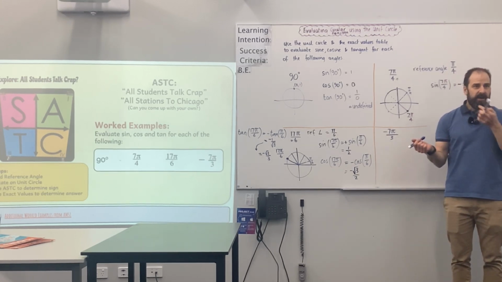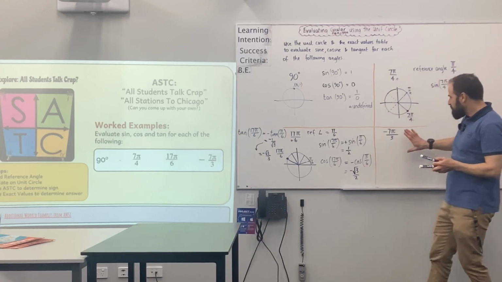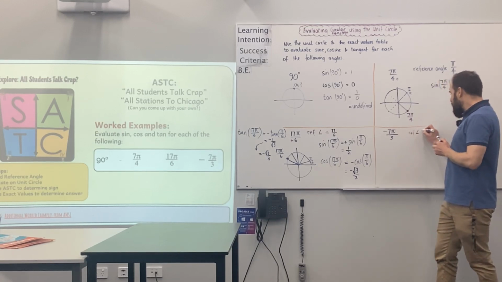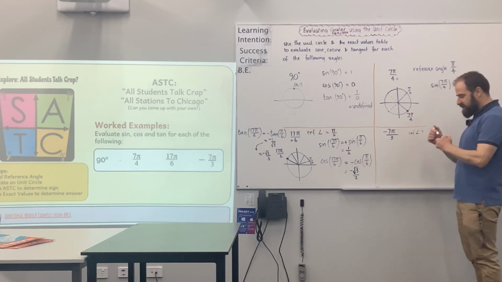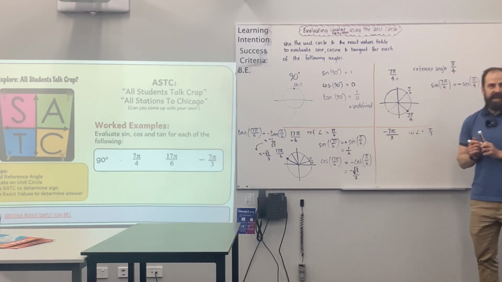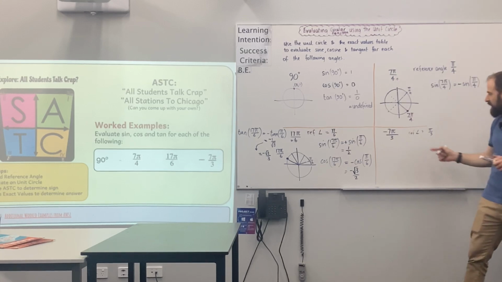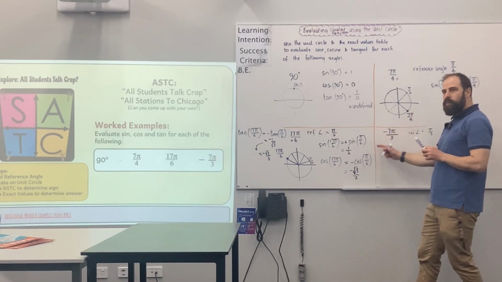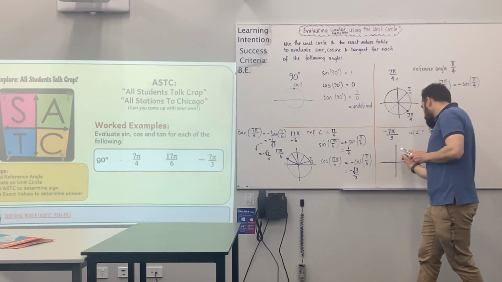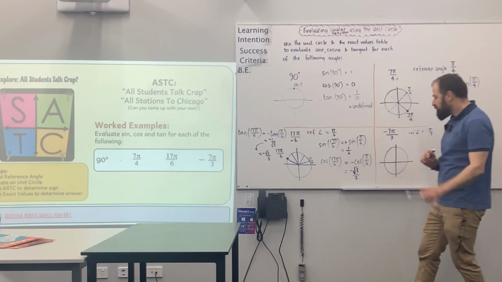Last example. I feel like we can go a bit faster now. So first thing, I find my reference angle. My reference angle has something to do with the denominator. So my reference angle is pi over 3. Second step, I work out where negative 7 pi on 3 is in the unit circle. So I draw a little unit circle.